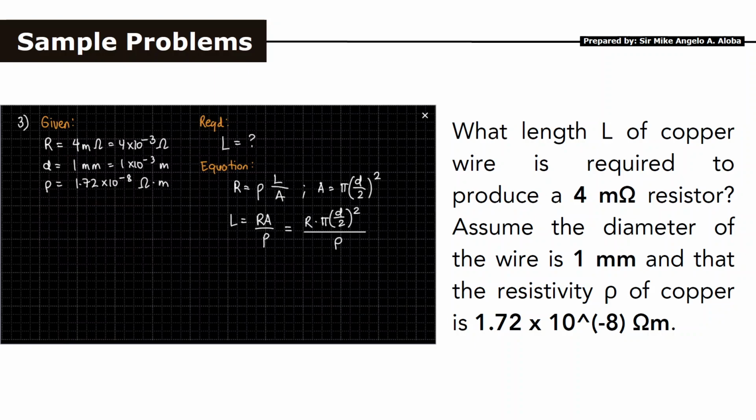So we have this mother equation. From here, we can derive this one. And we can express this area in terms of the diameter. So we get this final equation: L equals R times pi times (d over 2) squared over the resistivity rho.